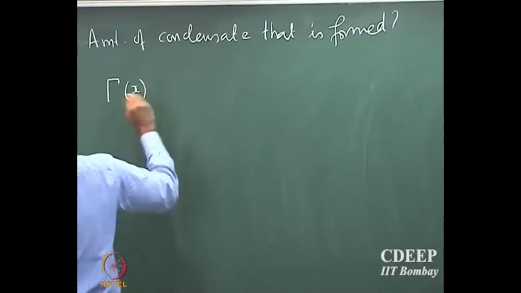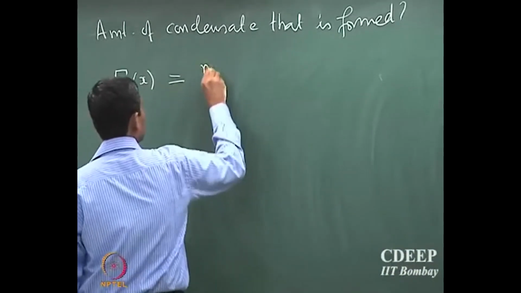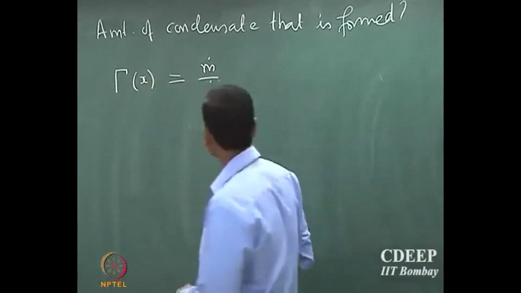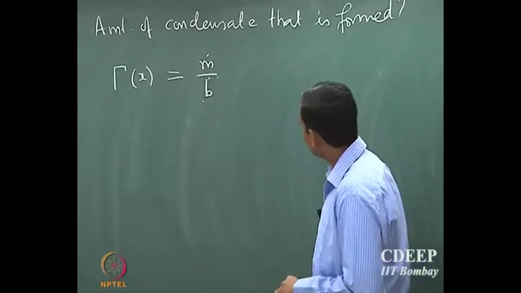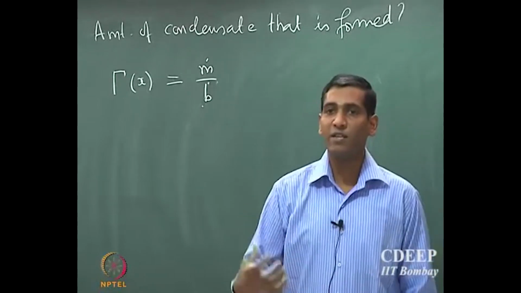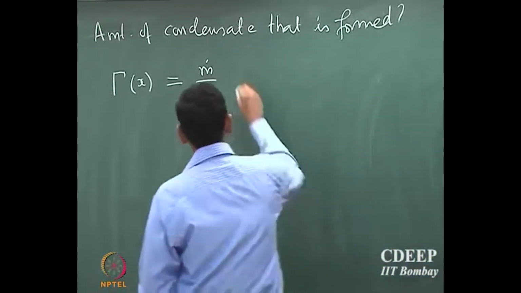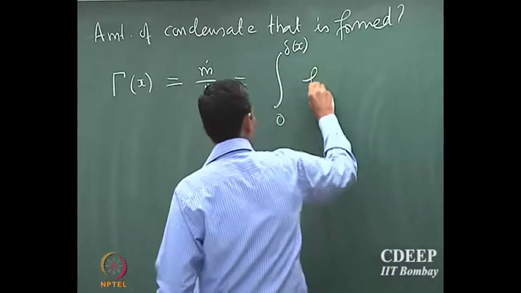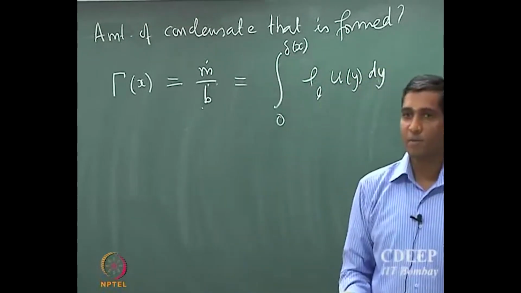Now, based on the velocity, suppose I call gamma x the amount of condensate at any location. That is given by m dot by B. Suppose the width of my plate is B, on the other side of the length of the plate. I am using B to be consistent with the notation used in your text. So m dot by B is the rate of condensate formation per unit length, and that will be the integral from 0 up to the boundary layer thickness of the density of the liquid multiplied by the local velocity into dy. That is not difficult, we know how to do that.